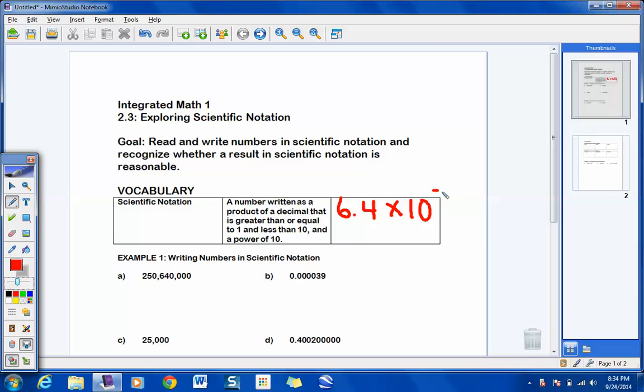Now the thing that I want you to understand in this section too, we're also going to look at a situation where exponents can be negative. So another example may look like this, something like maybe 4.1. Again, that first number is between 1 and 10. Can be 1, cannot be 10. And then maybe times 10 to the negative 4.